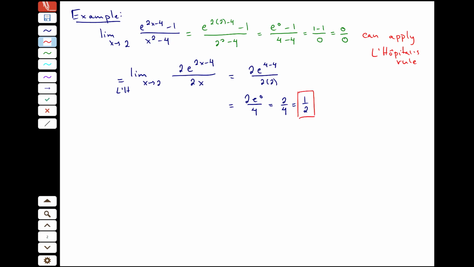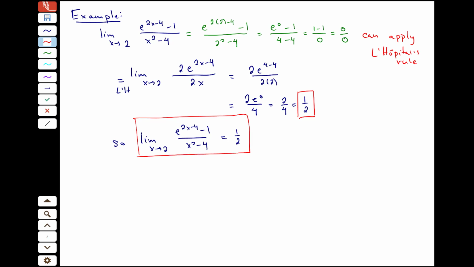So remember, in the statement of L'Hopital's rule, we needed to know that the limit of the derivatives exists before we can conclude that the original limit is the same. And in this case, that's not a problem. The limit of the derivatives is equal to 1/2, and so now we know that our original limit is equal to 1/2 as well. So we have the limit as x goes to 2 of e to the 2x minus 4 minus 1 divided by x squared minus 4. This is equal to 1/2. Fabulous.